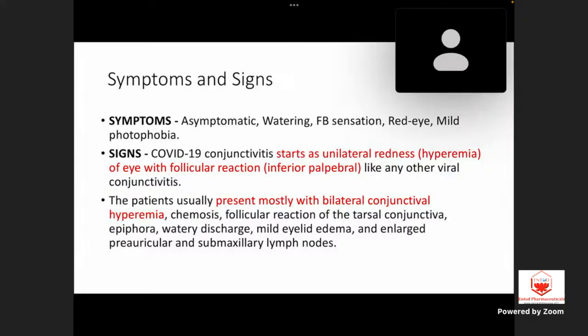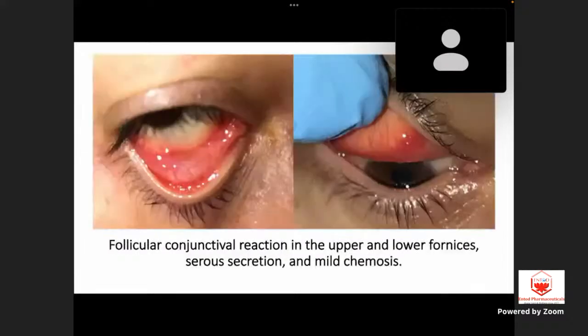The signs pertaining to COVID-19 conjunctivitis: it usually begins as unilateral hyperemia of the eye with follicular reaction, which occurs in the inferior palpebral region because all the tears have a tendency to collect there. Then the patient usually presents to the clinic with bilateral conjunctival hyperemia, which can be associated with chemosis, follicular reaction of the tarsal conjunctiva, epiphora, watery discharge, mild eyelid edema, and enlargement of the preauricular and submaxillary lymph nodes.